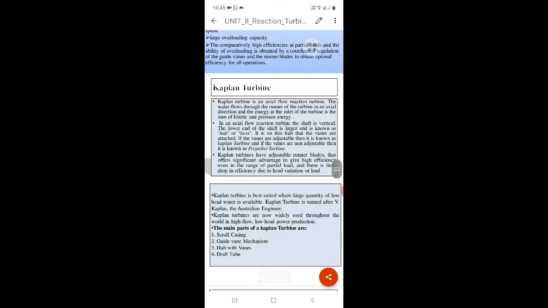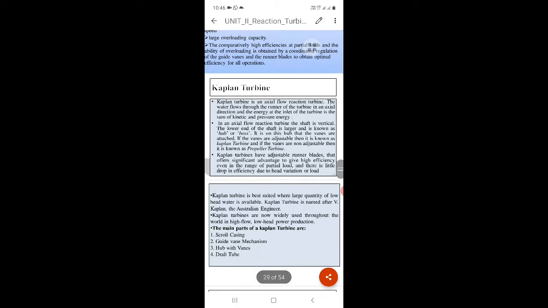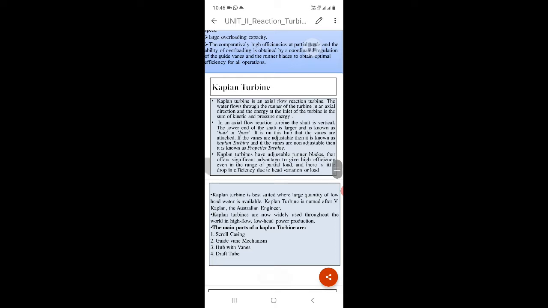The lower end of the shaft is larger, known as the hub or boss. On this hub, vanes are attached. If the vanes are adjustable, then it is known as a Kaplan turbine. If the vanes are not adjustable, then it is called a propeller turbine. So Kaplan turbine has adjustable runner blades that offer significant advantage and give high efficiency in the range of partial load, and there is only a little drop in efficiency due to head or load variation.